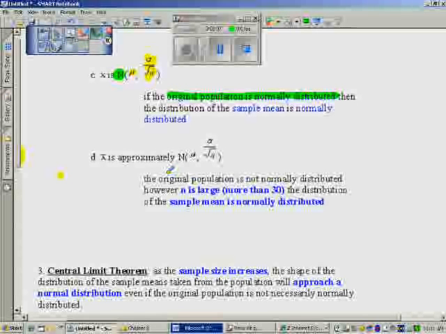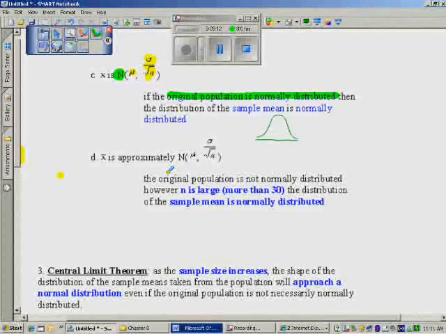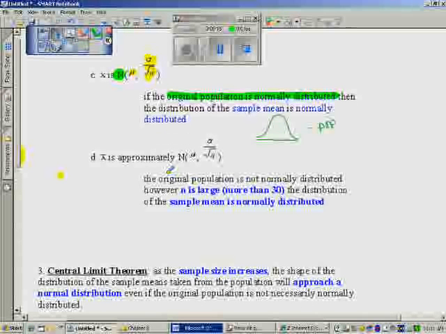So when I read a problem, and I want to use this curve so I can use that table, I've got to check my population. If my population is normally distributed, then the samples I take from it will also be normally distributed. So I can use that table. I don't have to take many samples. In the real world, we want to take one sample and make a statement about it.